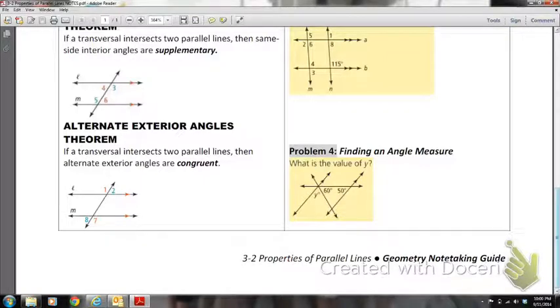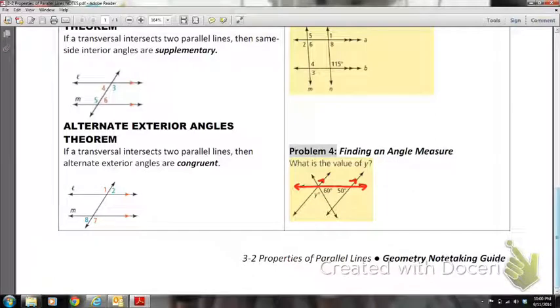In problem 4, finding an angle measure, we have to find the value of y. So let's look at the markings on the diagram. Look for parallel markings. So on this one we have a couple of parallel markings on these two lines. So those are the two lines that are parallel, so that means you need to identify transversals for that line that would be useful in finding the measure of the angle y. So if we look at this line as a transversal, it's a line that intersects both of those parallel lines at two distinct points.